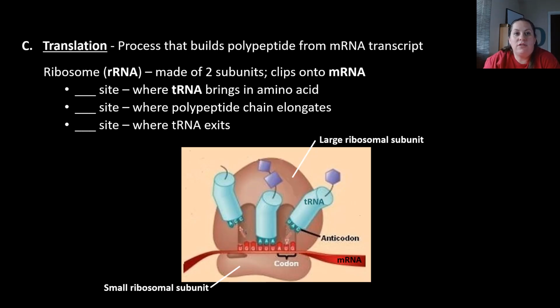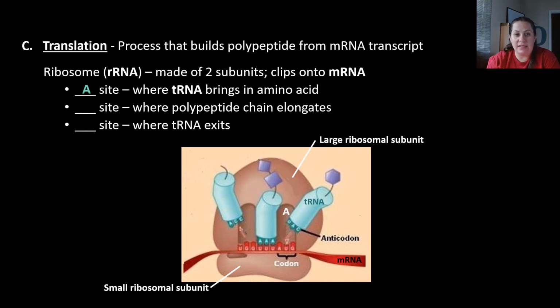So now let's talk about translation. Translation is the process that builds a polypeptide from the messenger RNA. The ribosome, made of rRNA, is going to be made of 2 subunits. You have a small subunit and a big subunit, and they come together and sandwich the messenger RNA. When they do this, this creates 3 sites for attachment.